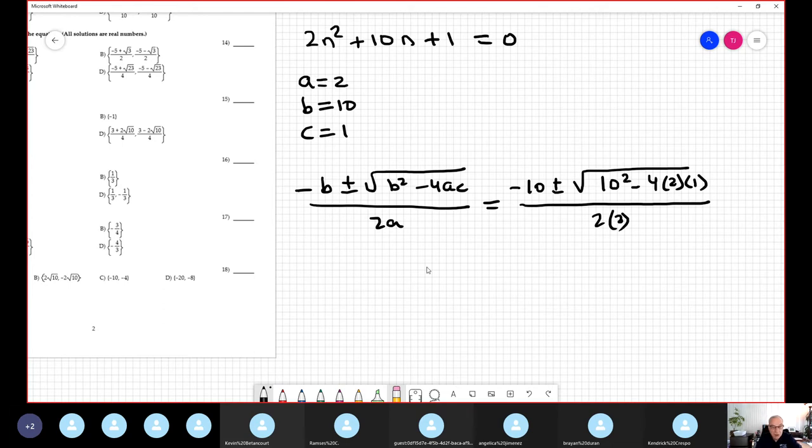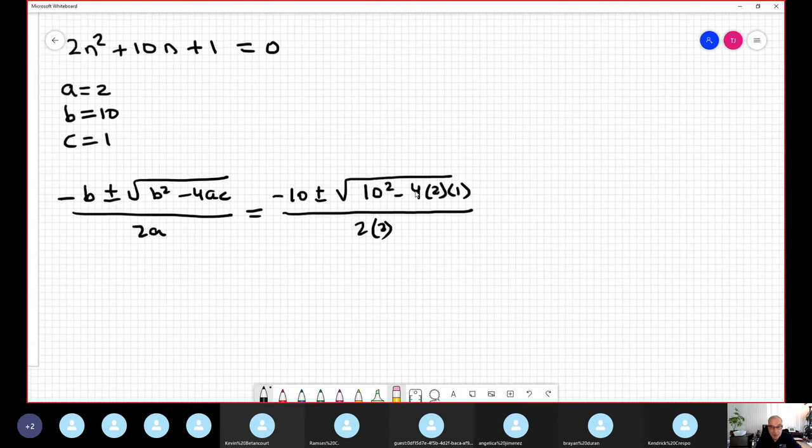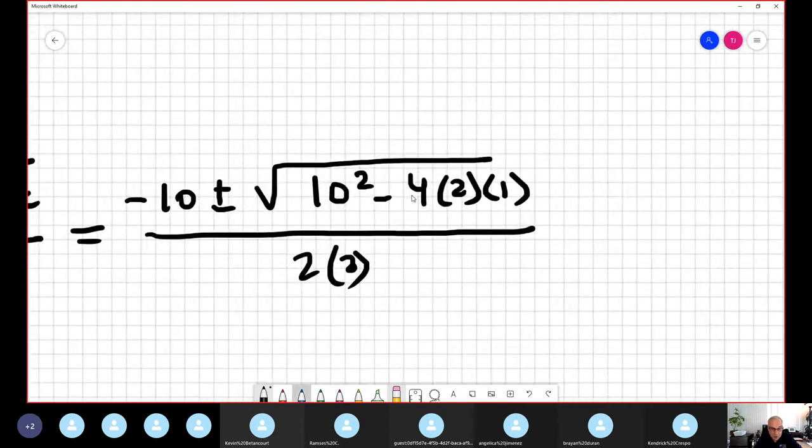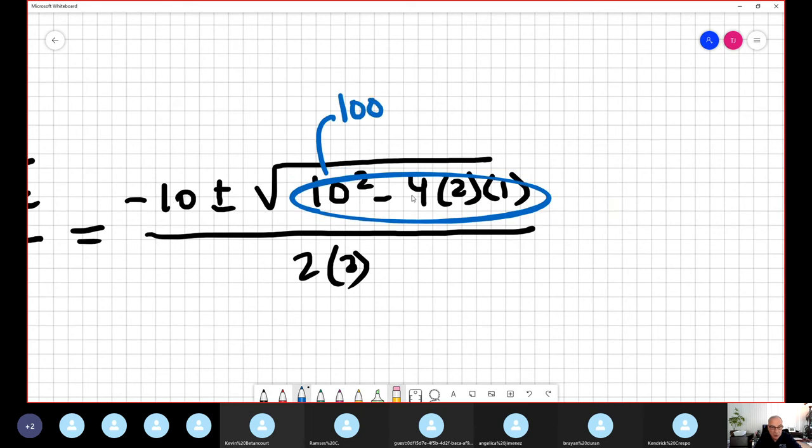Okay, we focus on the expression inside. 10 squared is 100. Minus something, well, this is 8. And 100 minus 8 is 92, no? It is 92, but in this case positive. And when you apply the square root of 92, it's not imaginary. See, if it's negative, yes, it's i. But in this case, no, it's real. Okay, nice.